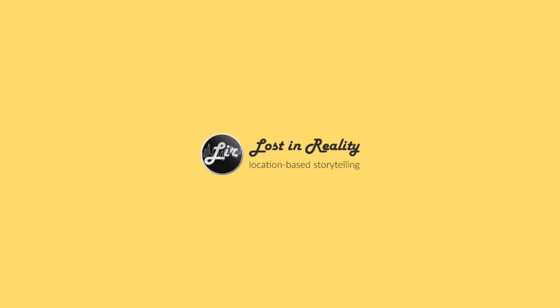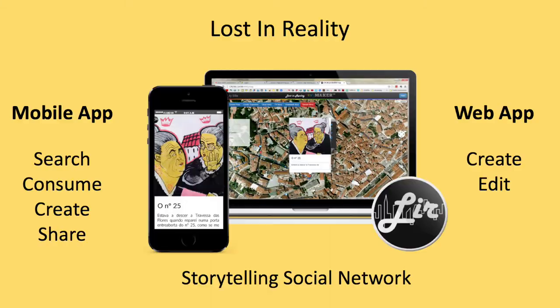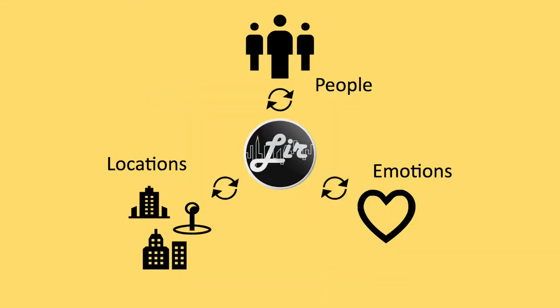Lost in Reality is a location-based storytelling platform. Our mobile app allows the users to search, consume, create, and share stories that they find while they're on a location, for example, a new city that they're going to. At the heart of it, we're combining locations, emotions, and people together.